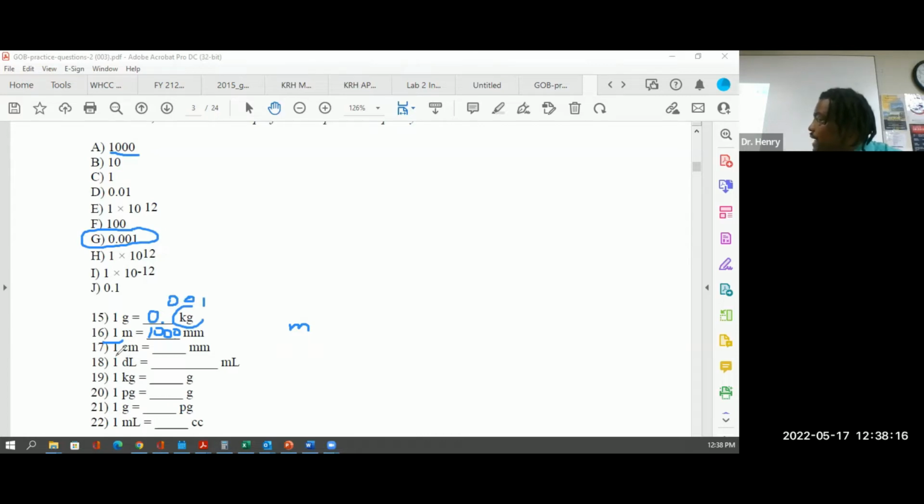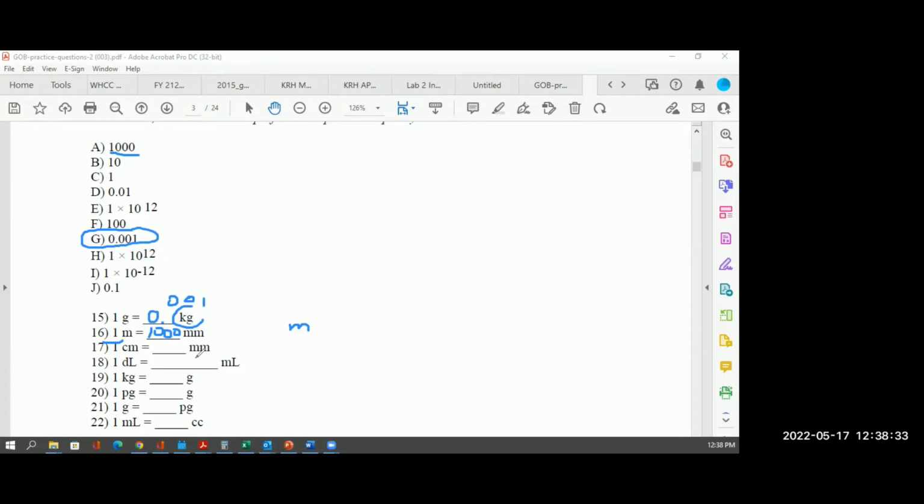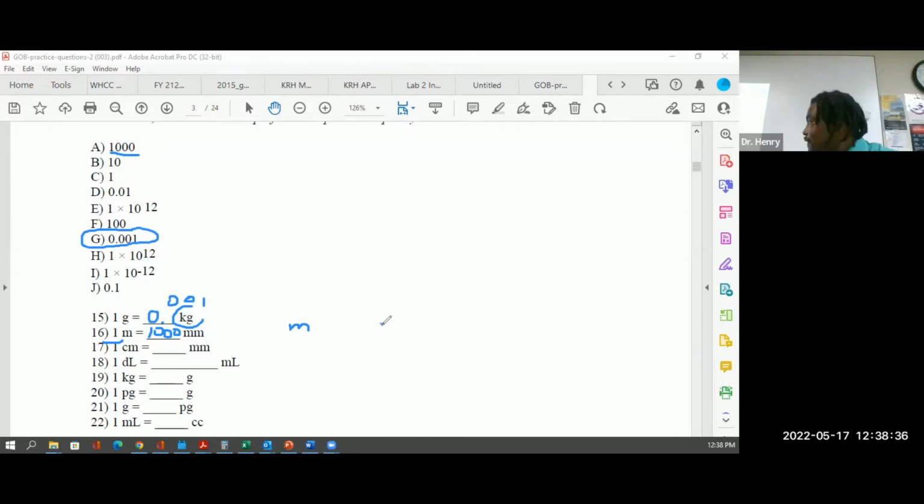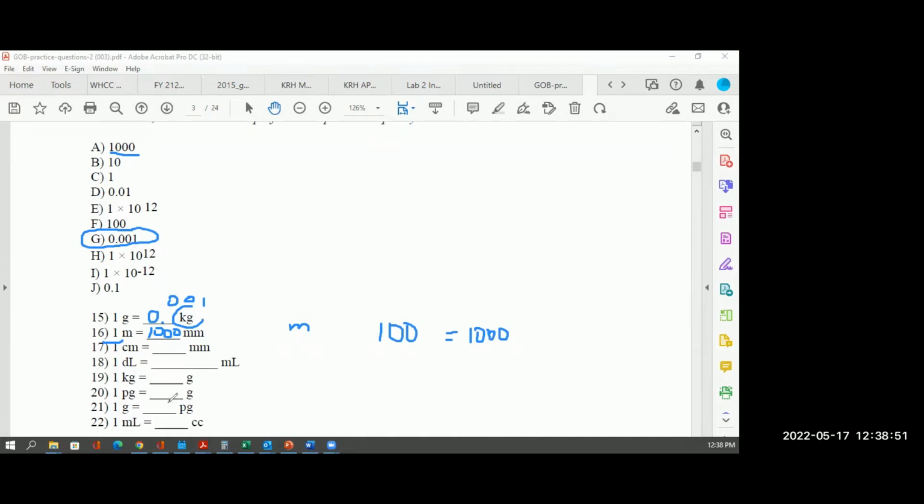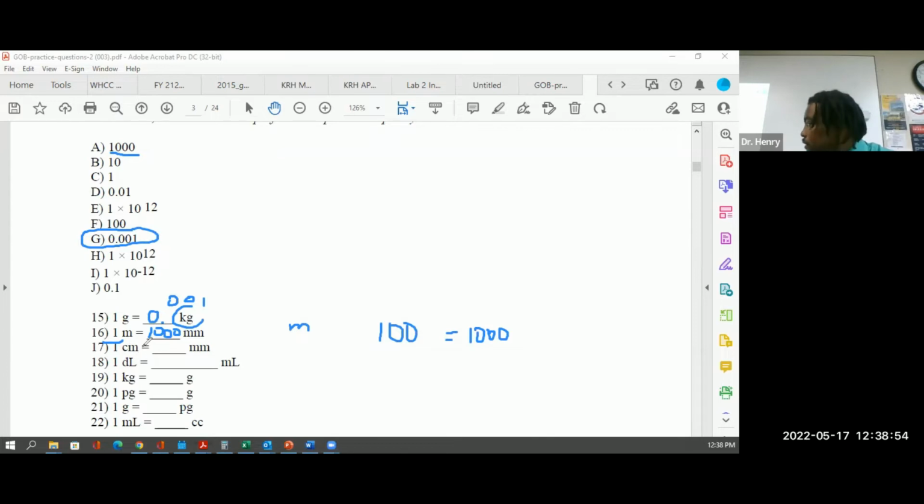Okay, so a centimeter and a millimeter. A century. How many years are in a century? 100. Centennial is 100, right? And we know that a mil is 1,000. So the difference between 1,000 and 100 would be what? 10. So 1 centimeter is going to be 10 millimeters.